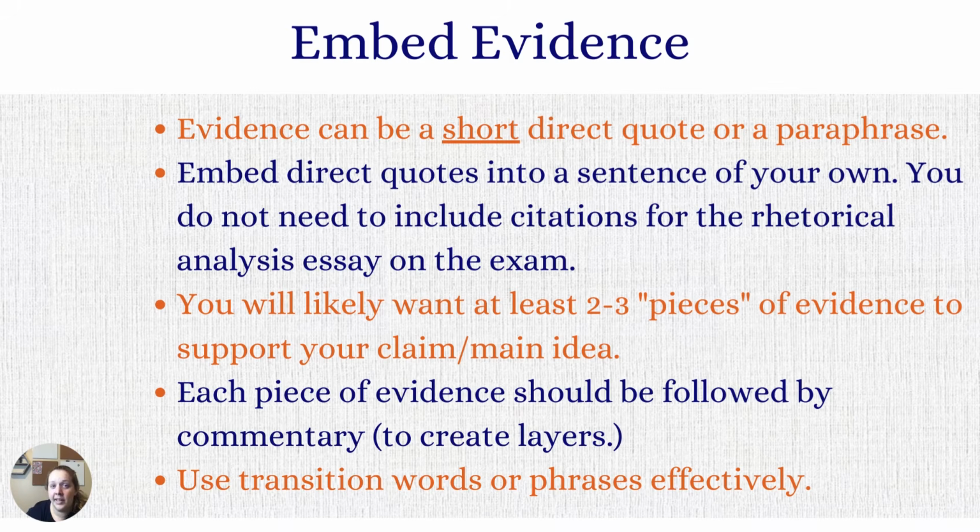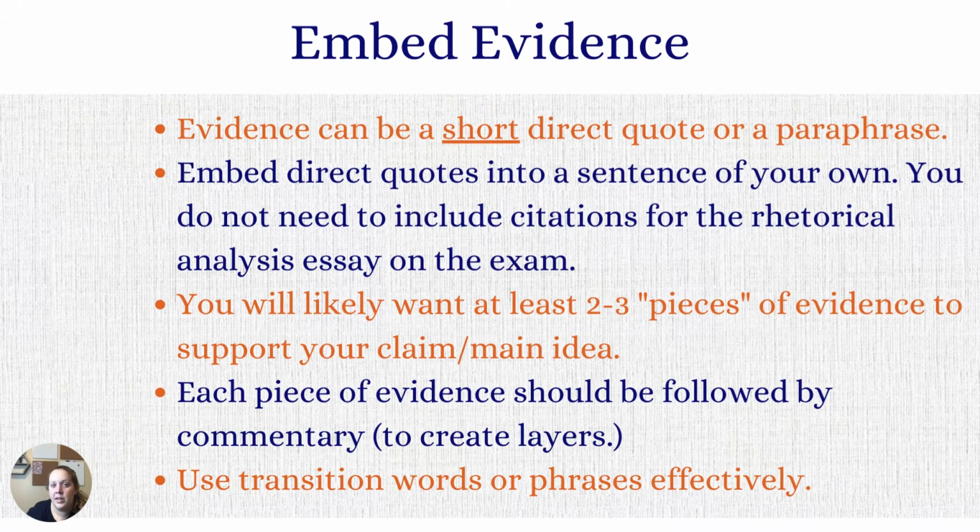As you're writing your paragraph, you will likely want at least 2 to 3 pieces of evidence to support your claim or your main idea. Each piece of evidence should be followed by commentary. Try to create layers, meaning you're going to have your topic sentence, evidence to prove that claim, commentary about that evidence, then transition to more evidence that proves that claim, and then more commentary that explains that evidence, and then a concluding sentence. That's kind of like just a rough outline of what a body paragraph could look like.